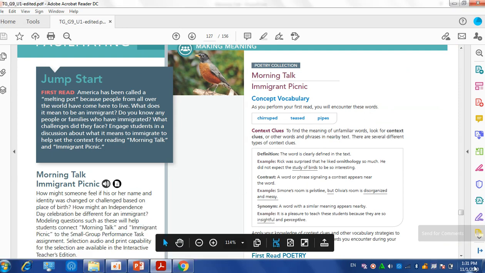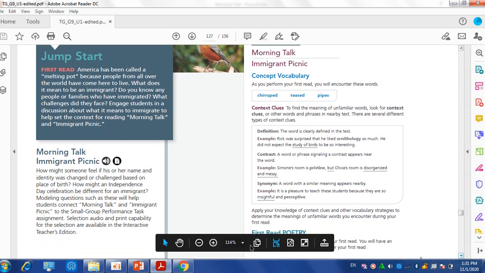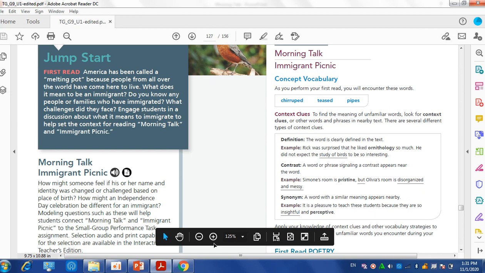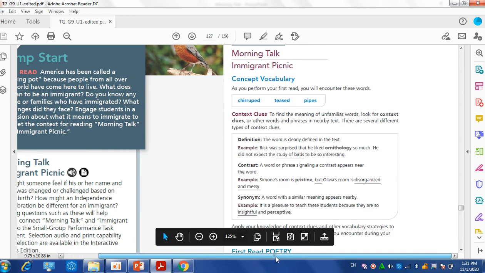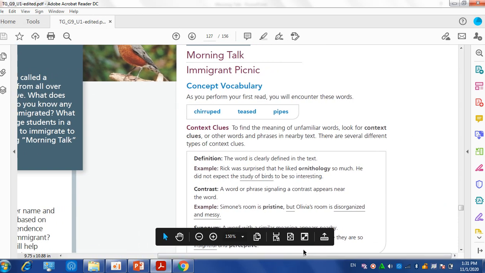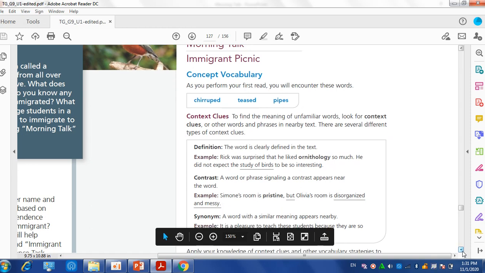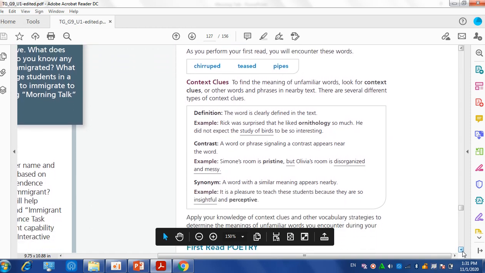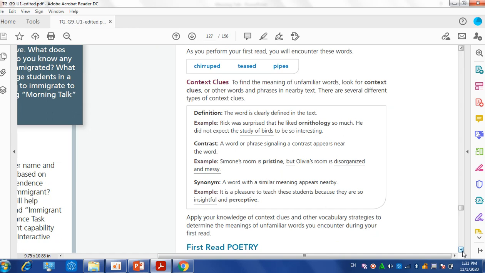Page 98. In this page we are going to learn some techniques for predicting the meaning of any new word. So instead of panicking because you have met a new word that you haven't seen before, there are some techniques or procedures that may help you to predict the meaning.